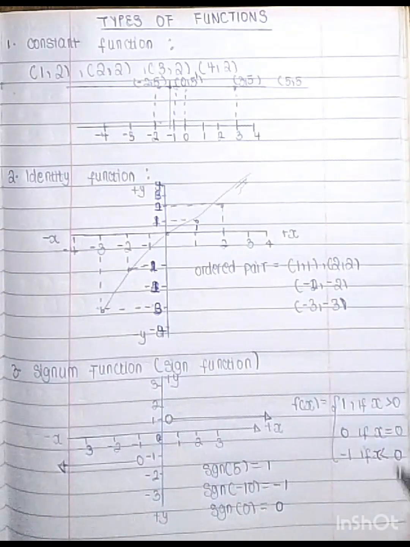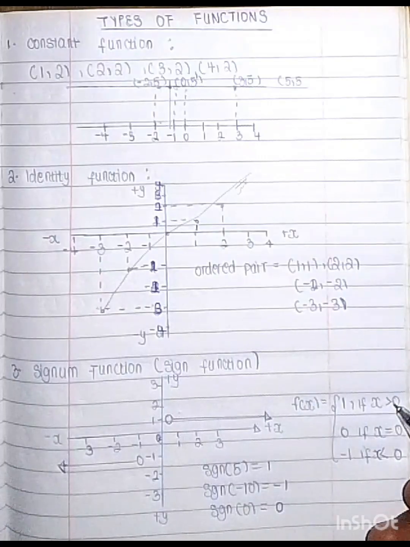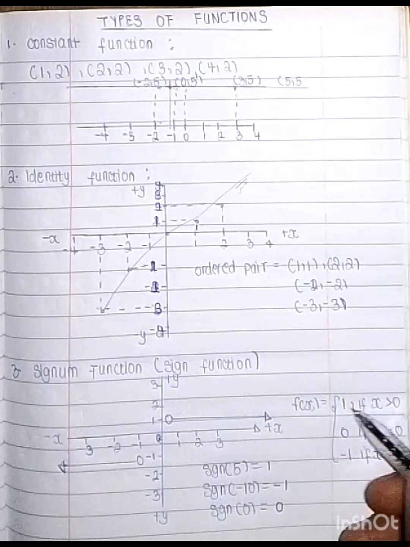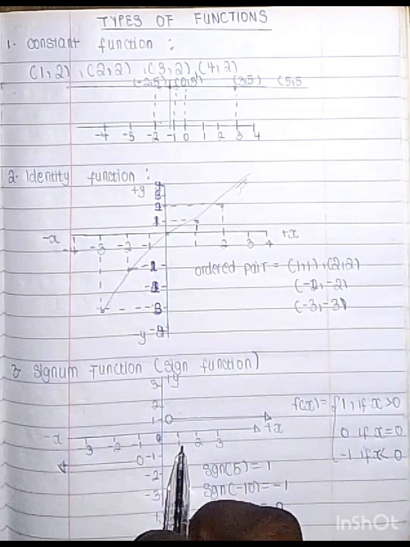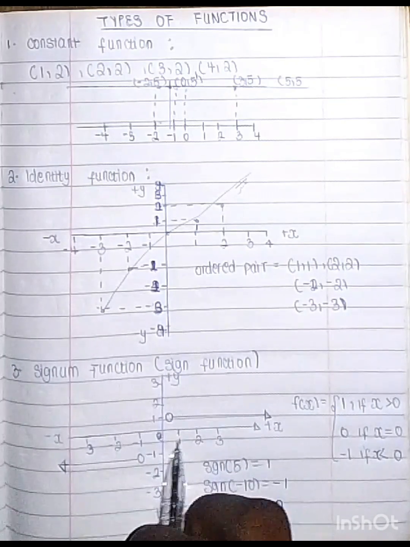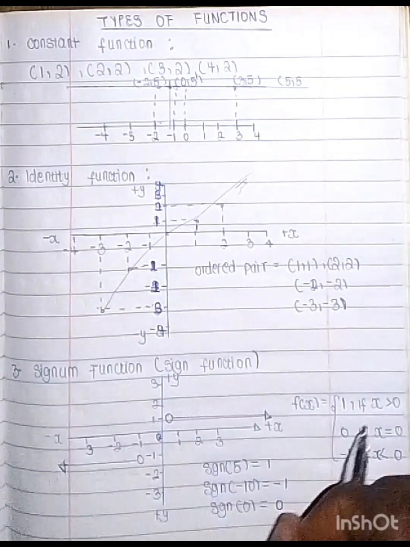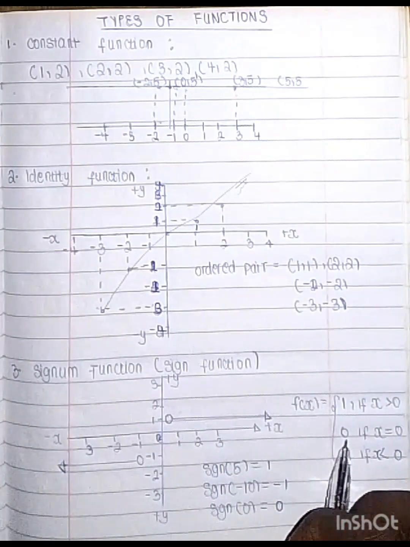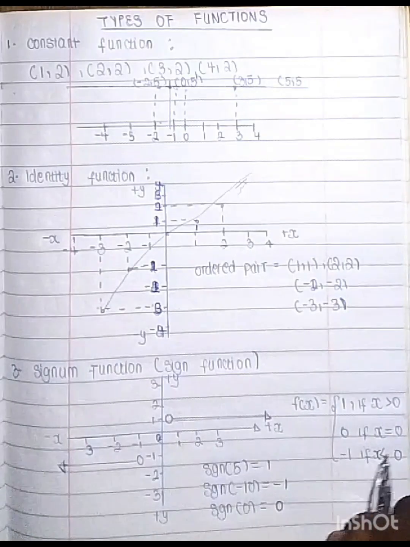Now, the mathematical expression of a signum function states that the signum is 1 if x is greater than 0. You can see here that x is 1. 1 is greater than 0. That is why x is greater than 0. The same thing applies here, and the same thing applies here.